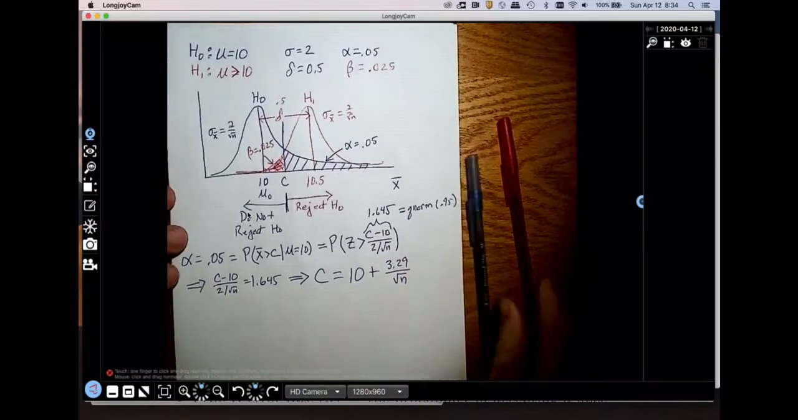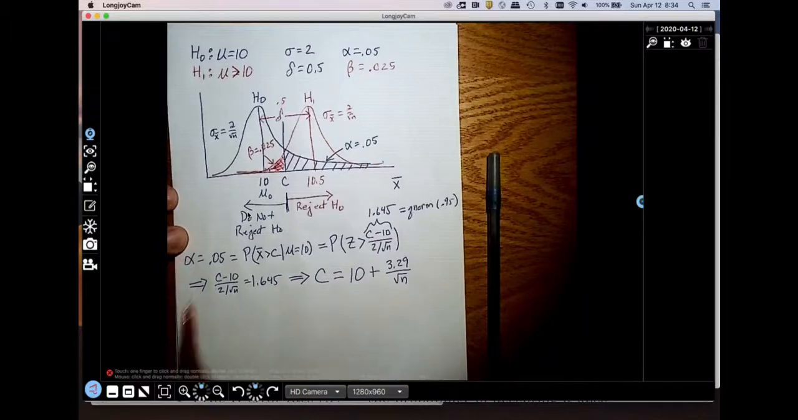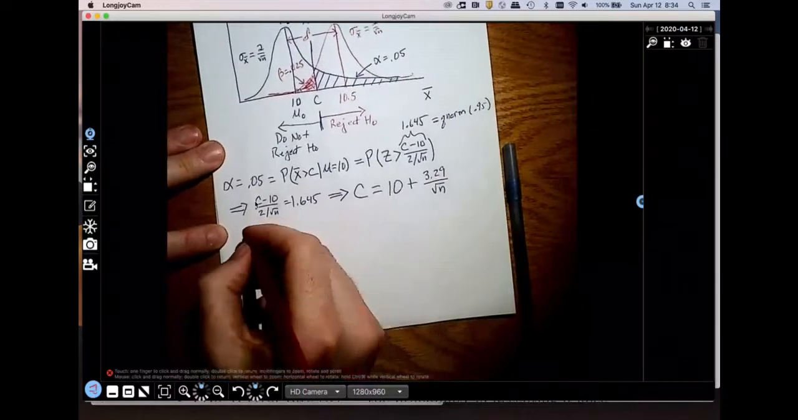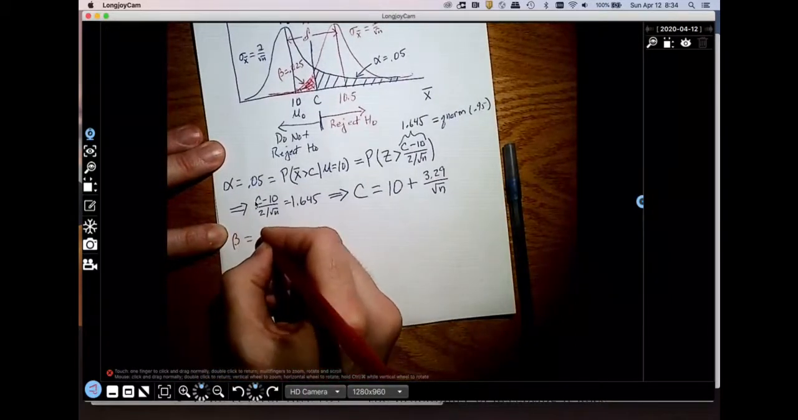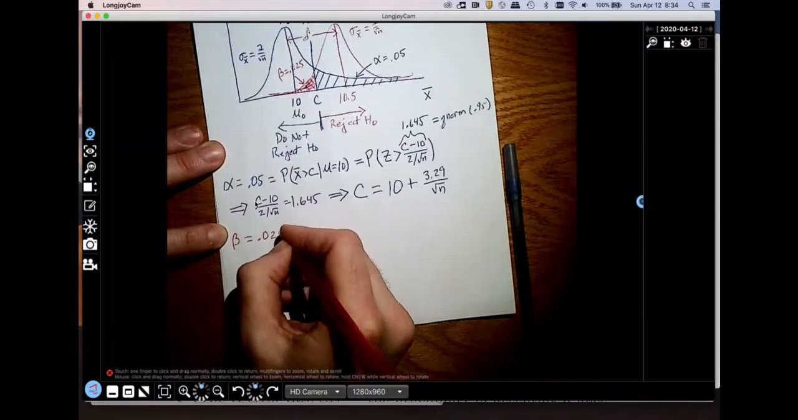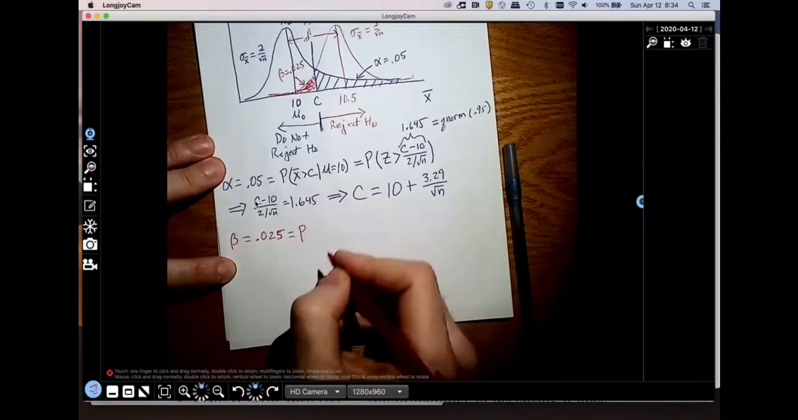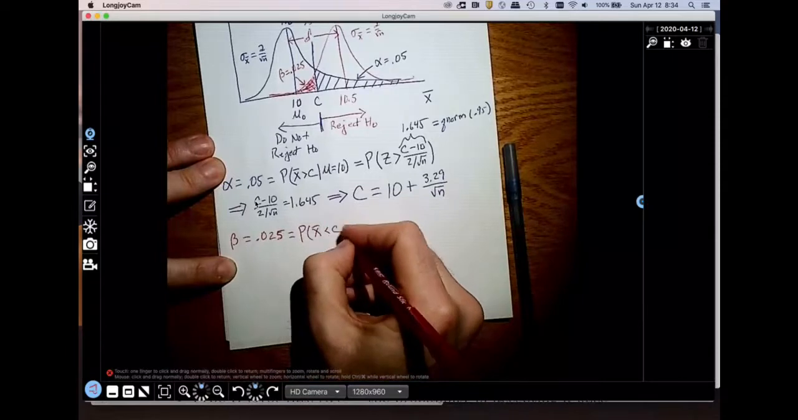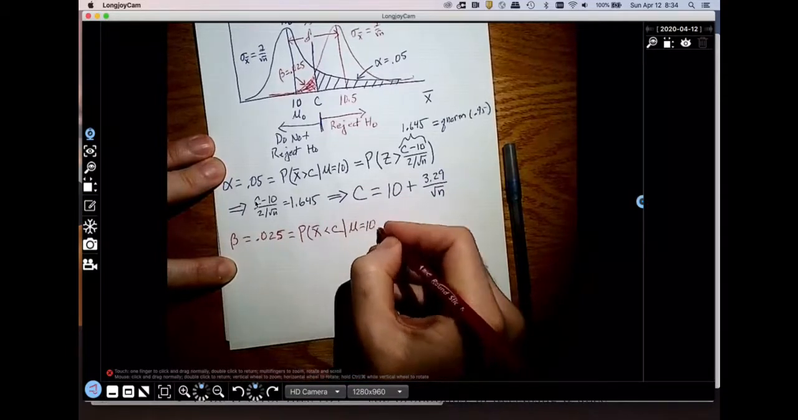All right, cool. Well, I've got one equation now that involves two unknowns. So I'm going to do the exact same thing for the red region. So for the red region, what we know is that beta, which is 0.025, is equal to the probability that I get an x bar less than c, given that my mean is equal to 10.5.